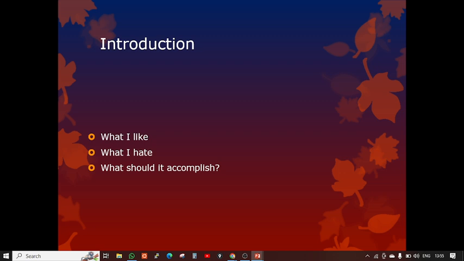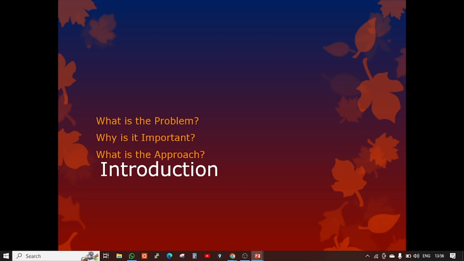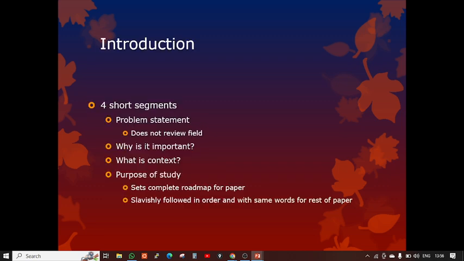In the introduction section you have to write the general background information, what you did, what methods, everything. What is the problem, why is it important, what is the approach, everything you have to write in detail in the introduction section. There are four short segments of the introduction section.